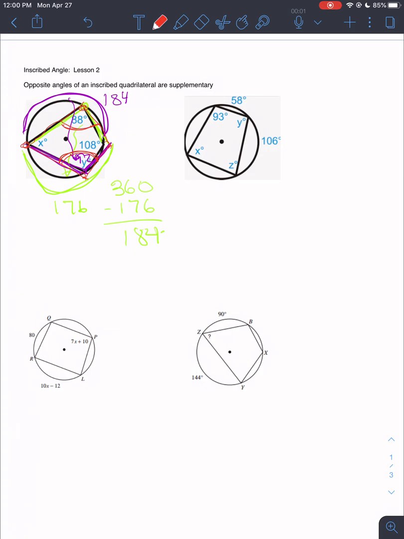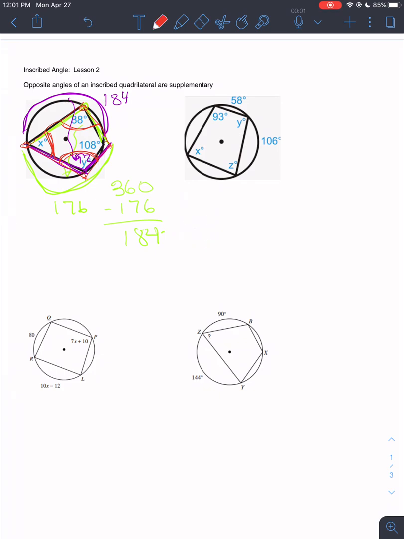We know that opposite angles are supplementary. They add up to 180 degrees. So we're going to take that shortcut to find x. We're going to take 180, subtract the 108 we're given, and it looks like x would be 72 degrees. All right, let's try again. We're going to use our shortcut now.